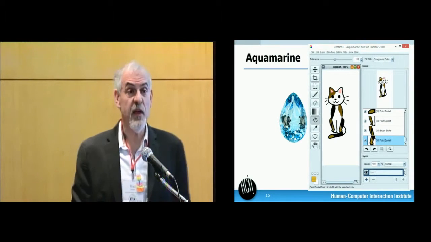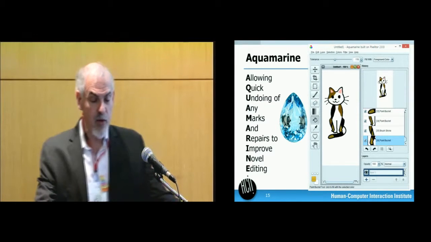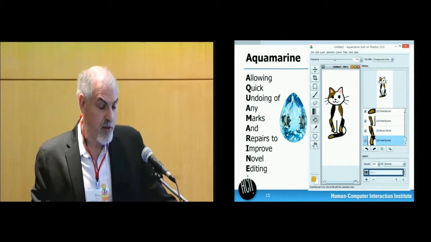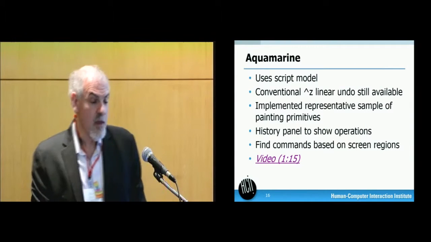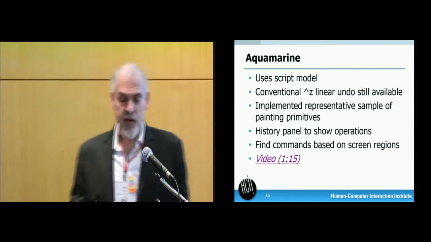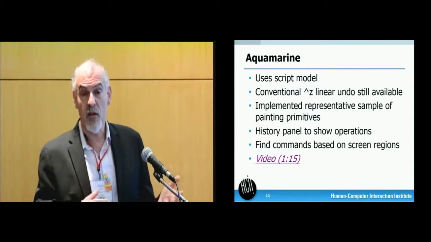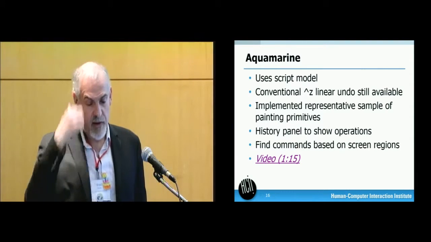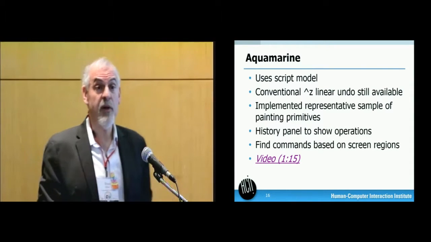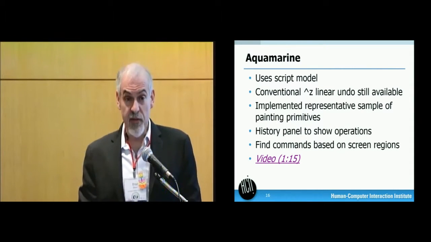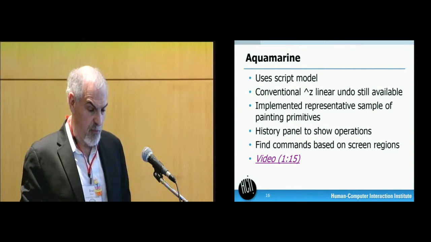And this is what it looks like. We called it Aquamarine because that's a cool acronym. It stands for Allowing Quick Undoing of Any Marks and Repairs to Improve Novel Editing, of course. Aquamarine uses the script model, as we said, and it still provides the conventional linear undo as well on top of the selective undo that we are going to add to it. And we looked at all the operations in Photoshop and grouped them into different classes and made sure we had representative examples of each of the classes of operations that we wanted to support.